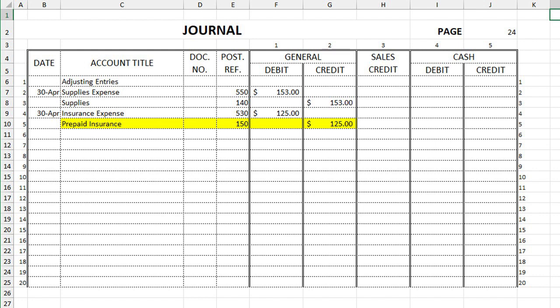With the insurance expense, we need to do the prepaid insurance. We skip the date as it's the same as the line above. The account title is prepaid insurance. The post reference is 150 and the general credit is $125.